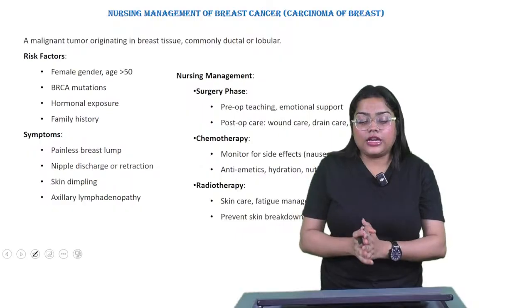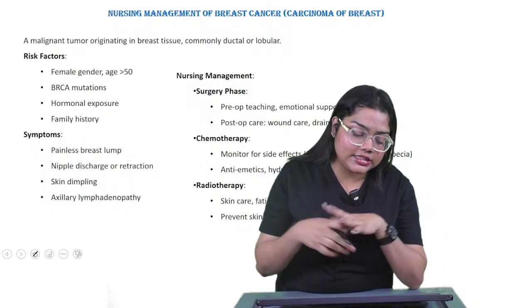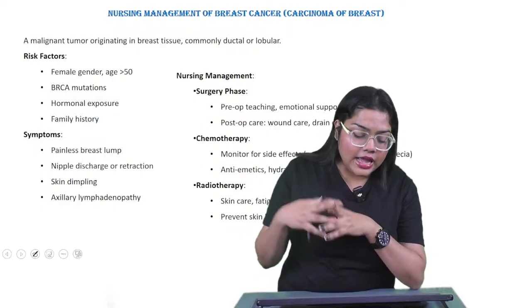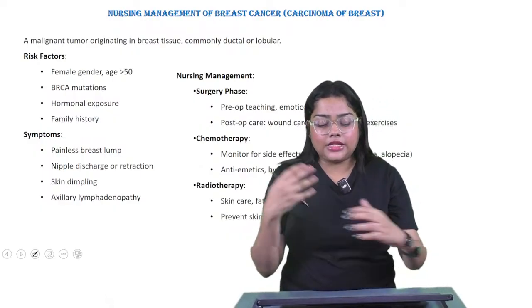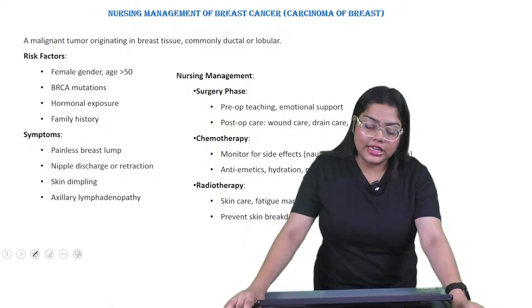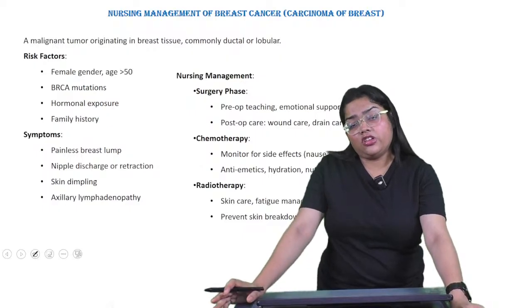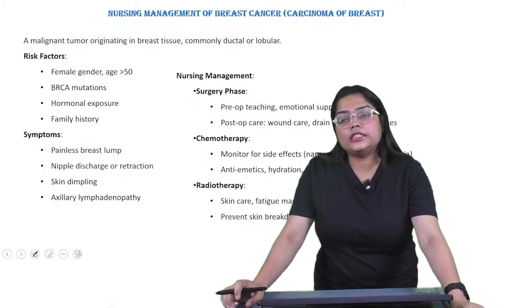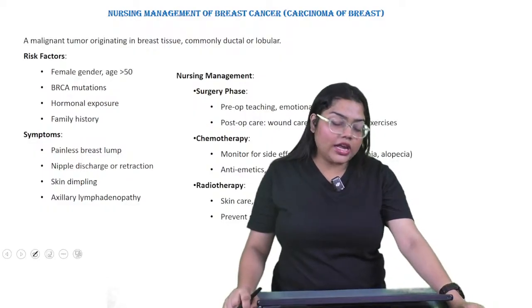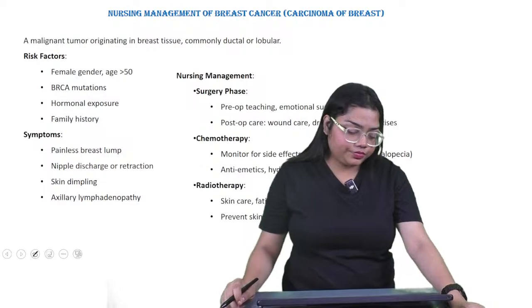The next one is nursing management of breast cancer. Breast cancer is a malignant tumor originating in the breast tissue, commonly in the ductal or lobular area. It can happen in the axillary part of our body, or we can call it the armpit, then any side of the breast. It mainly happens to women or girls.